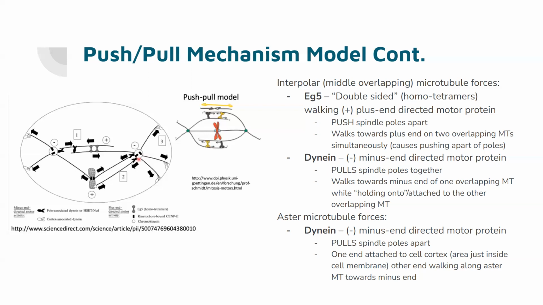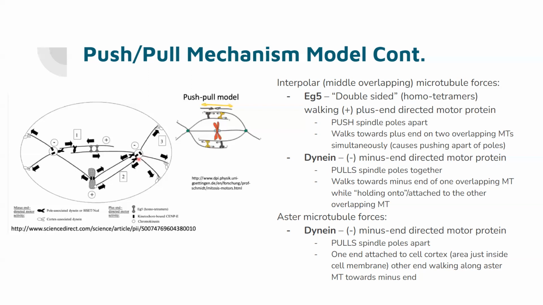So dyneins, which is the fish-looking one, right? They go towards the minus end. I mean, there's a specific family of dyneins that walks towards the plus end that I don't remember right now. But as far as we're concerned for this class, unless she specifies it in lecture, dyneins go to the minus end. And so the dynein is what's going to help this microtubule go towards the minus end.